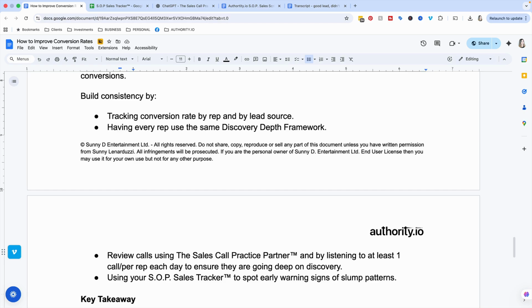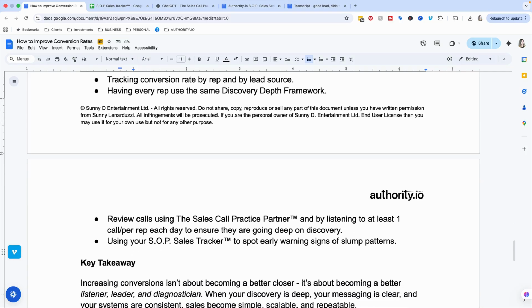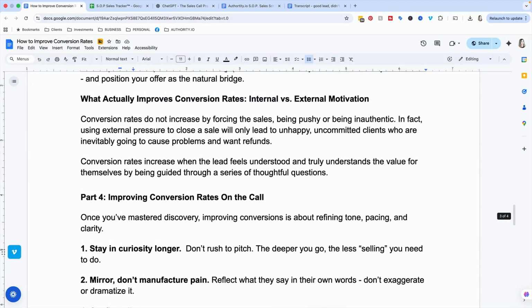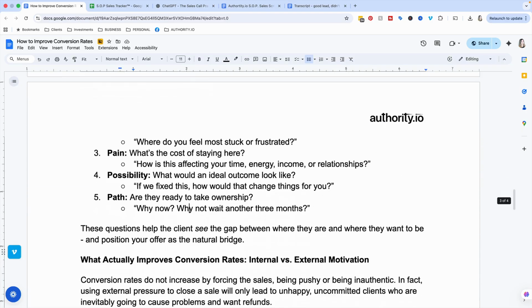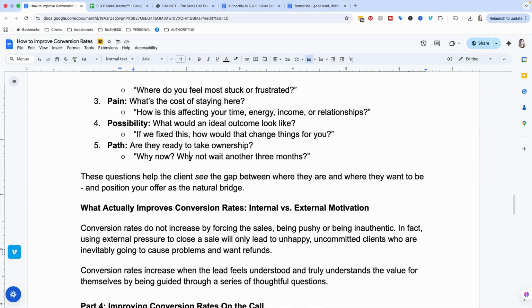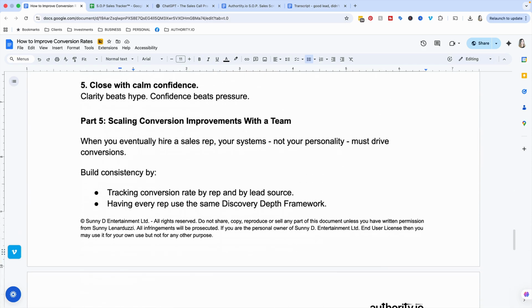So you want to build consistency by tracking conversion rate by rep and lead source, obviously. And you can use your SOP sales tracker and you can just duplicate it by rep. Having every rep use the same discovery depth framework, which is already included in your SOP sales script, but if you want to remind them of the structure of it, you can bring them to this lesson and you can share why we do what we do. So what's happening now, what's not working, the cost of staying there, the possibility of what the outcome will look like for them, and the path for them to take ownership, okay?